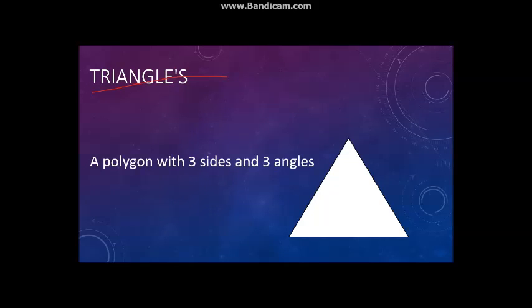Triangles. A triangle is a polygon with 3 sides and 3 angles. So this is, title label is A, B, C. That would be triangle A, B, C.